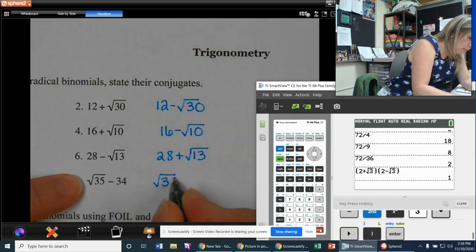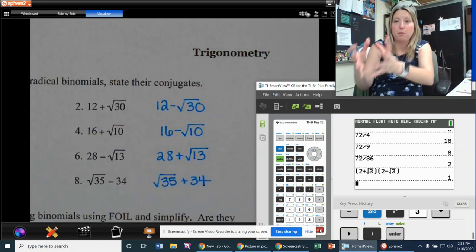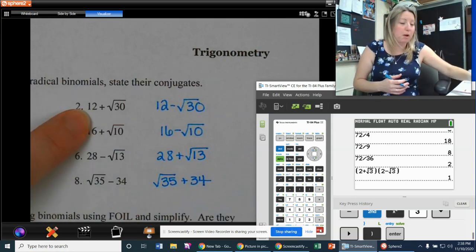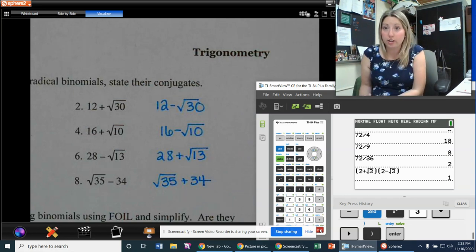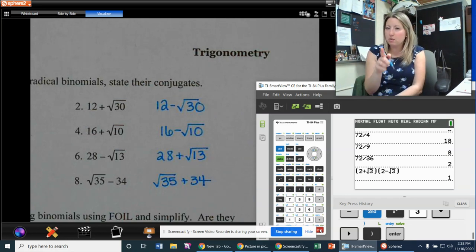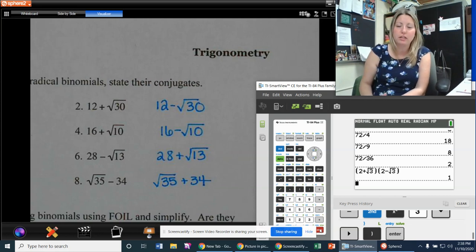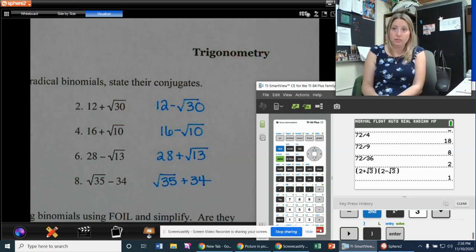Radical 35 plus 34. These are the matching conjugates to each of these binomials I've given you. If you multiplied those together, you get an integer answer. That's going to be key when we start rationalizing our radicals. Okay, that's going to end up being key for us.